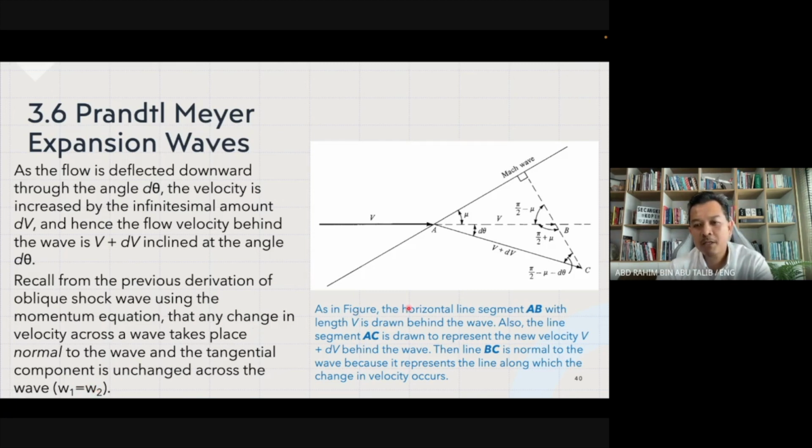As in this particular figure, the horizontal line segment AB, with length V, is drawn behind the wave. And also the line segment AC, from A to the point down here, is drawn to represent the new velocity V plus dV. So basically, this is the velocity V, and V plus the change in velocity is A to C. All right.